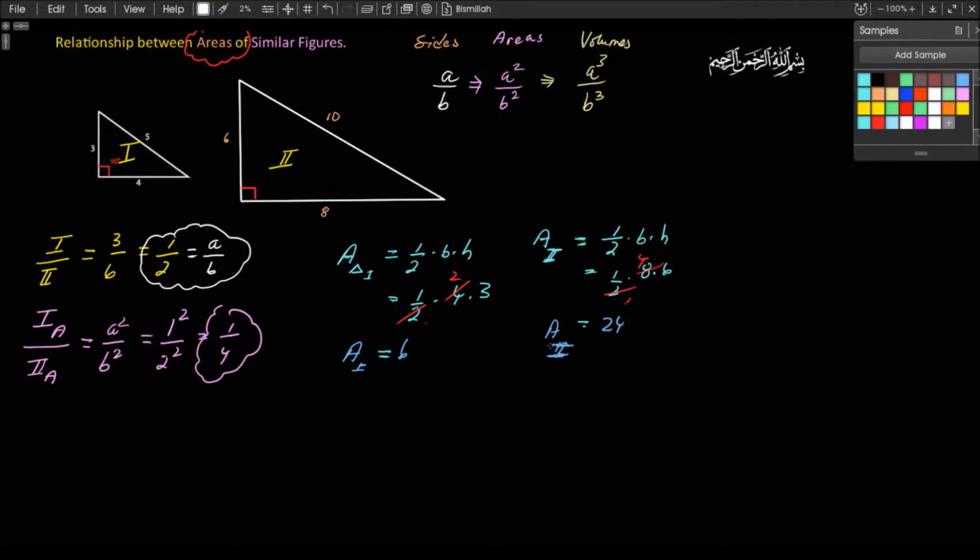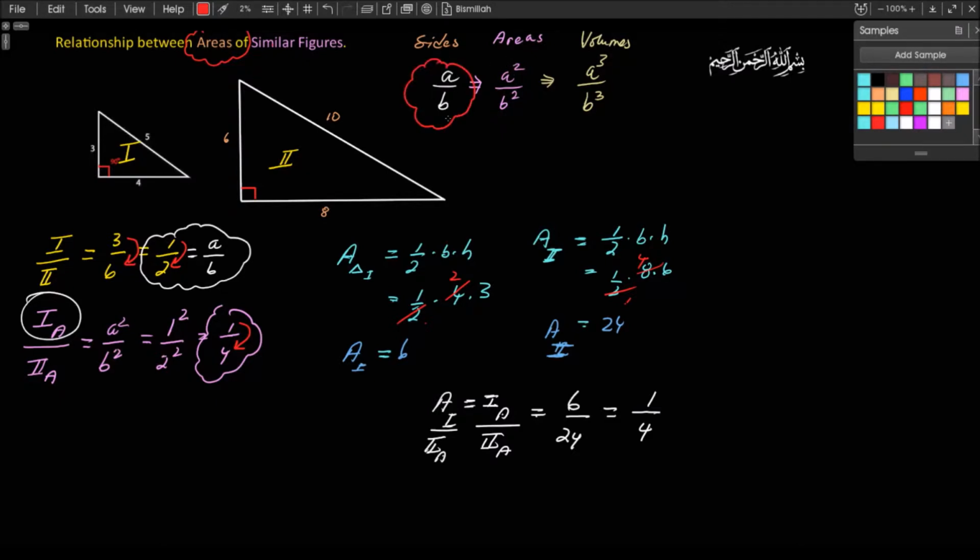Now let's compare the areas of the two triangles. The area of the first triangle to the area of the second triangle is going to be 6 over 24, and indeed, this simplifies, since 6 goes into 24 4 times, to 1 over 4. So indeed, we have demonstrated in this example that if the sides of similar figures are related as A over B, then their areas will be related as A squared over B squared.